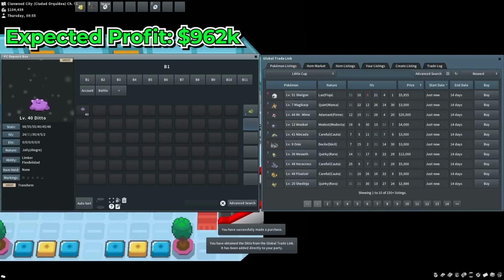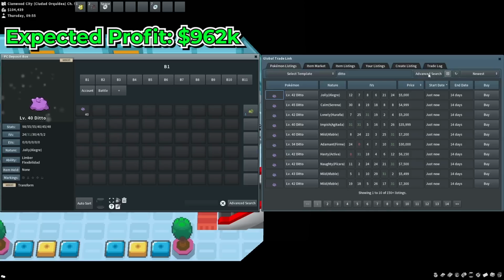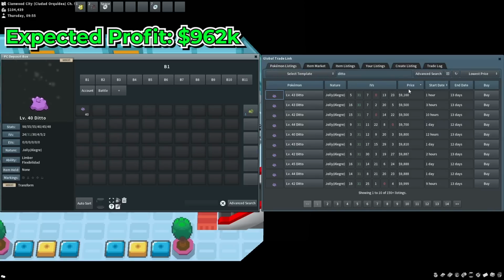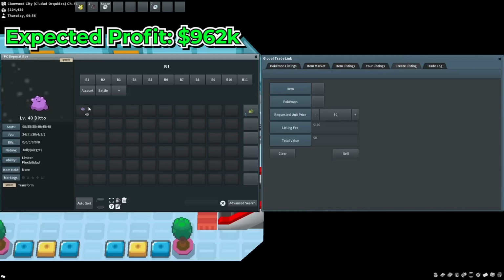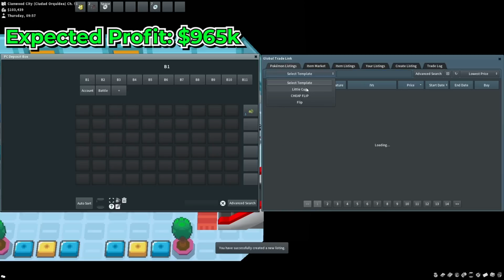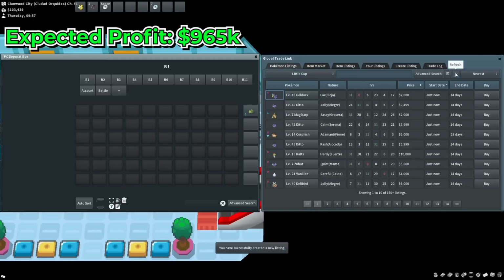Another Jolly Ditto, so Ditto, Clear, Jolly, 31. Yep, it's going lower, so we'll undercut this guy here. And because ours doesn't have the penalties here in all of them, I'm not gonna put the price higher, and the price is lowering, so I think that's fair.